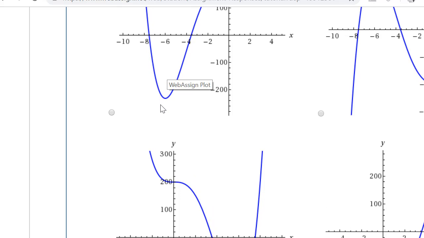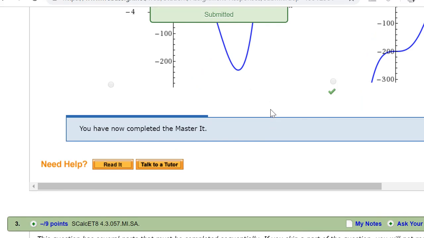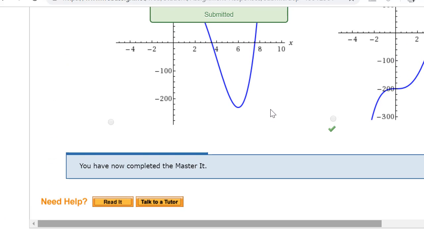So this thing drops down to -200, and when x is equal to -6, we have the local minimum. We have that flat point over here. We have an inflection point at 0 and an inflection point at -4. Okay, so I think this is it. And there we go. We got it correct, and that's this problem.